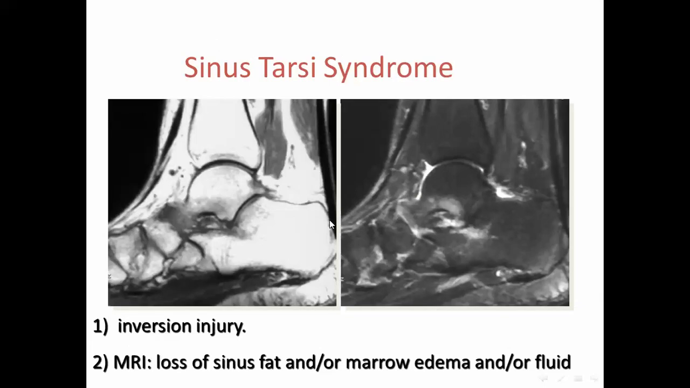In sinus tarsi syndrome, it could be an inversion injury, and we have loss of fat or marrow edema. Marrow edema around, fluid inside, and loss of fat are the criteria of sinus tarsi syndrome.